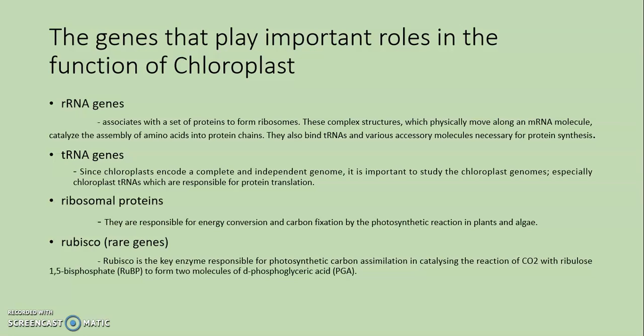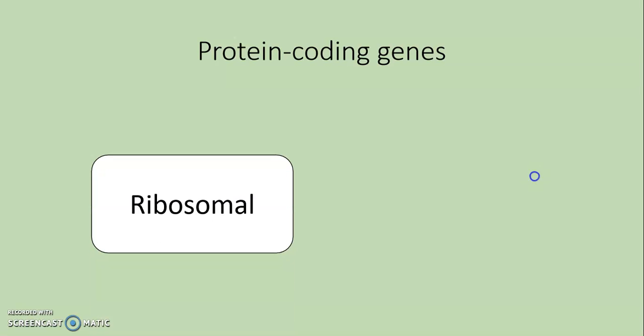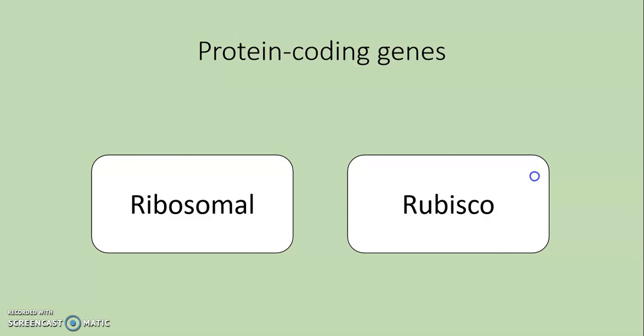Rubisco is the key enzyme responsible for photosynthetic carbon assimilation, catalyzing the reaction of CO2 with ribulose 1,5-bisphosphate to form two molecules of phosphoglyceric acid, which is PGA. So, among those, the protein coding genes are ribosomal and Rubisco.